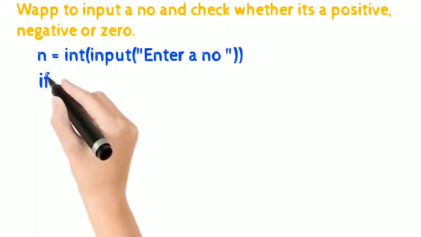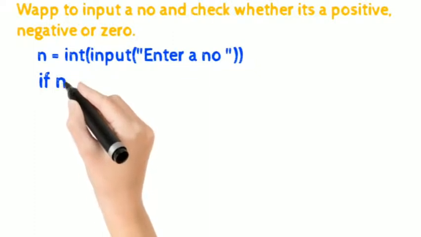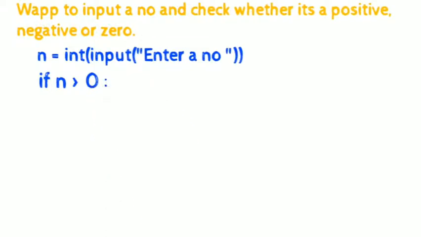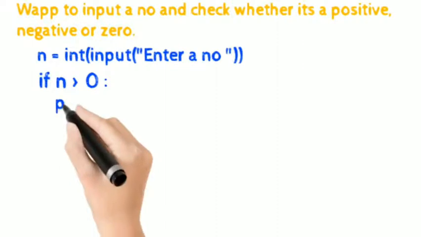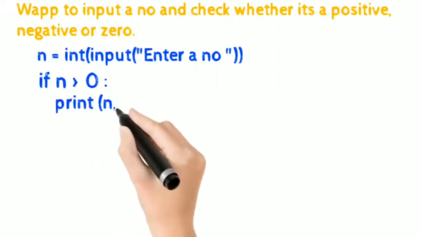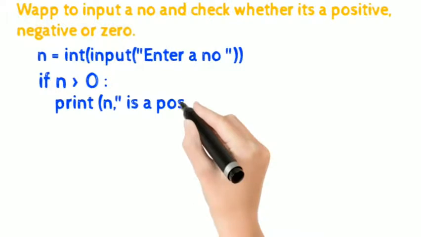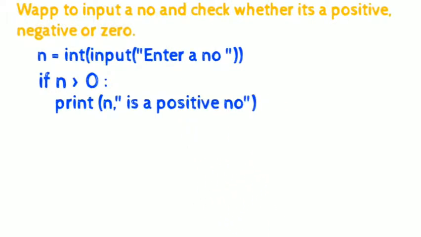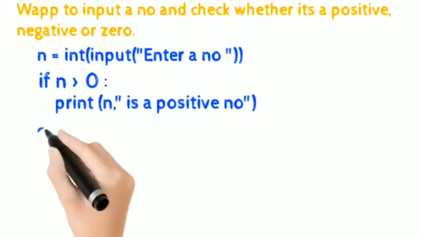So that is, as we wrote in our first program, if n greater than 0, then colon, if the number is greater than 0, the first statement will get executed, that is it is a positive number. So we need to specify print n is a positive number. Otherwise there will be 2 conditions left, that is negative as well as 0. It means we have to check again whether the number is negative or 0.